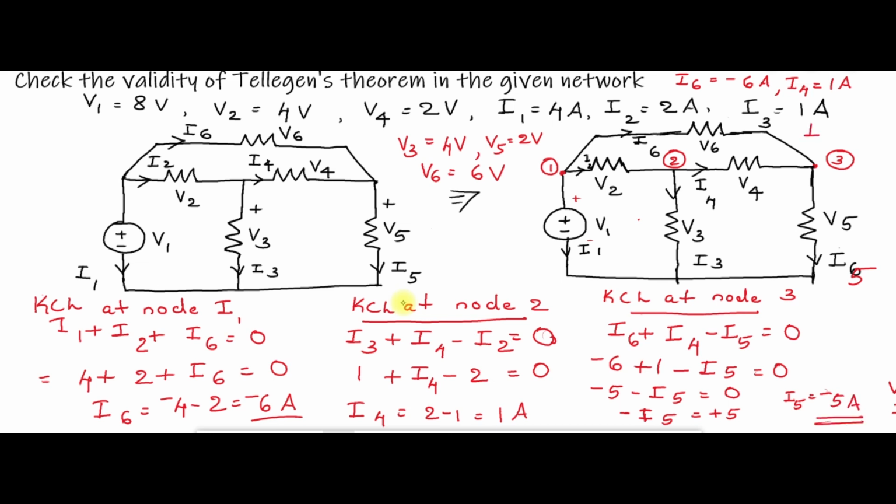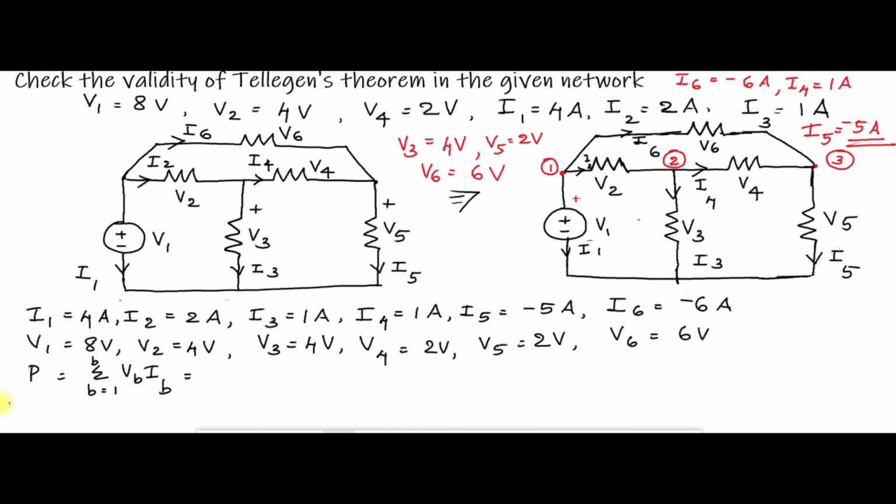Now you have to apply summation of power for proving Tellegen's theorem. Now you have to prove Tellegen's theorem. For proving Tellegen's theorem, you have to take summation of power in the branches. Summation of power in the branches will give sigma b equal to 1 to B, VB IB, which is equal to V1 I1 plus V2 I2 plus V3 I3 plus V4 I4 plus V5 I5 plus V6 I6.